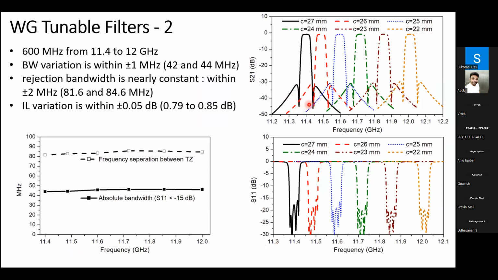So you can see we have introduced the transmission zeros in the response here, right? And we are also maintaining the constant absolute bandwidth over the tuning range. At the same time, the spacing between the transmission zeros should also be constant over the tuning range. We were able to achieve both of them as shown by the graph here. So absolute bandwidth is maintained and the frequency separation between the transmission zeros is also maintained constant. And we were able to meet the payload specifications, that is from 11.4 gigahertz to 12 gigahertz.